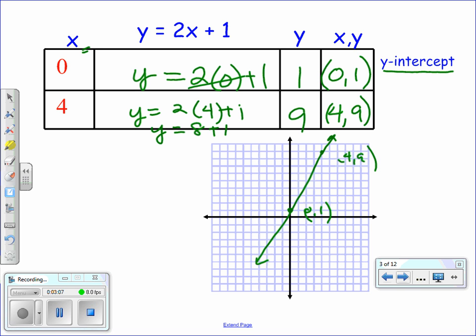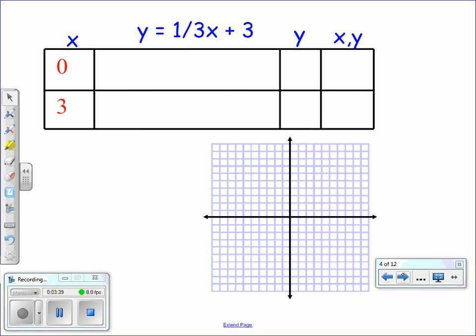We could look at this and figure out the slope. We go up 2 and over 1, up 2, over 1, up 2, over 1. So what's the slope? The slope is a rise of 2 and a run of 1, or 2 over 1. Notice that that is a 2. And what was our y-intercept? 1. So there's a hint about what we're going to see happening here.